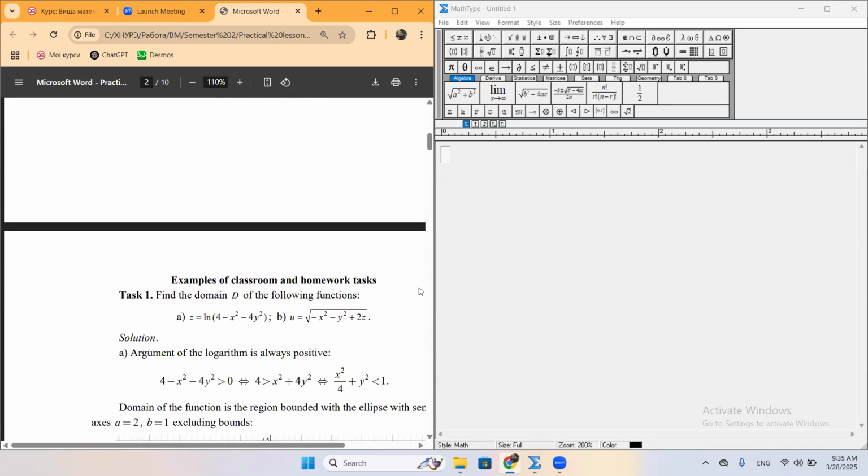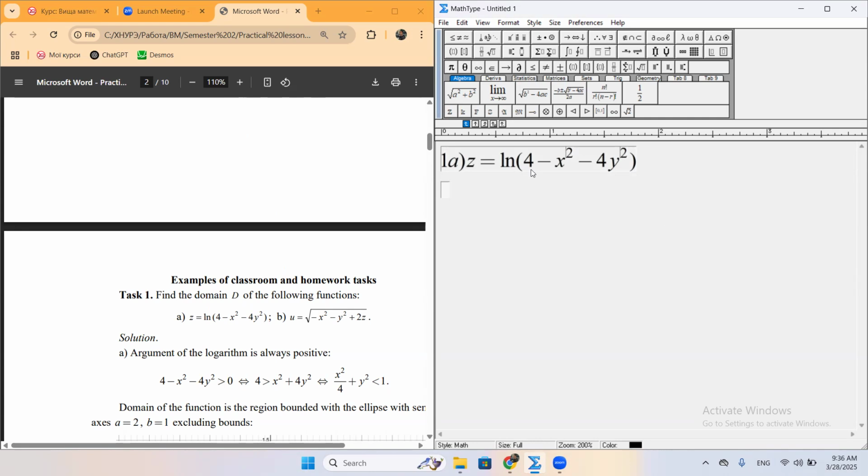First of all, before starting differentiating, let's just remember some information about functions of several variables. So the first task is to find the domain of the following functions. So 1a, we have the following function, logarithm of 4 minus x square minus 4y square. So we need to define the domain.